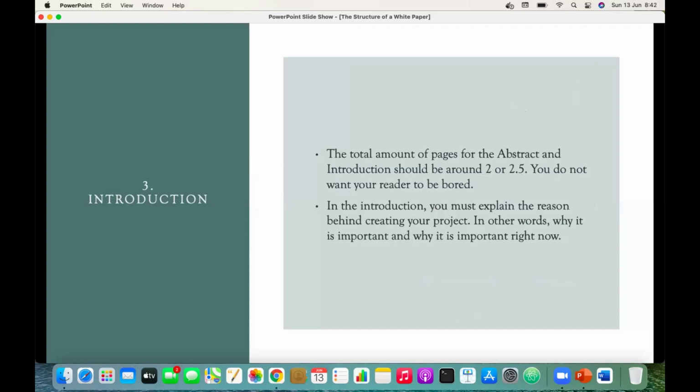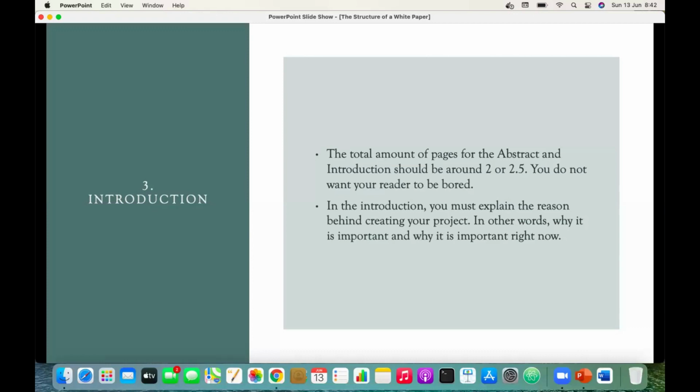Introduction, 2 to 2.5 pages. This is very important because if you go longer, the reader is going to be bored. You don't want to do that. So 2 to 2.5 pages explaining, of course, different general aspects of the product, general aspects of the problem that you are trying to solve, because you're going to go deeper later. So 2 to 2.5 pages, that's optimum.